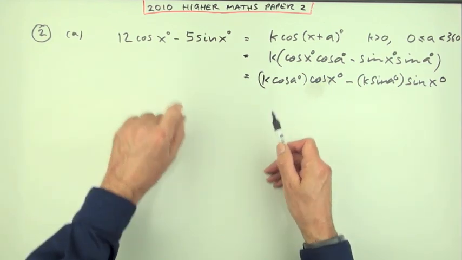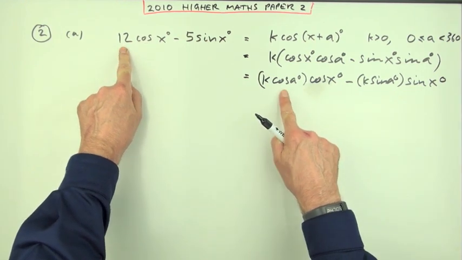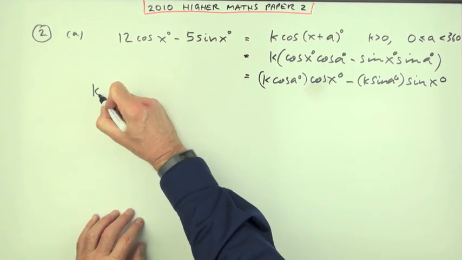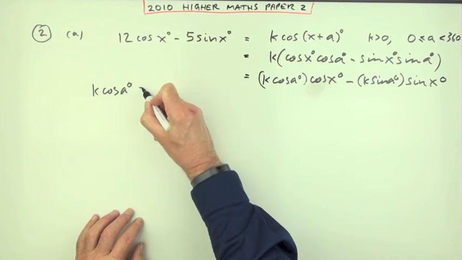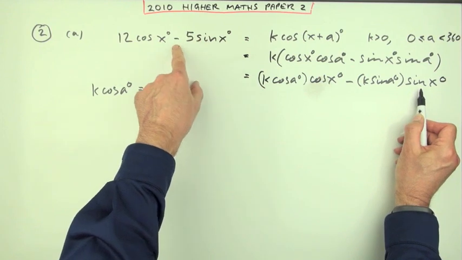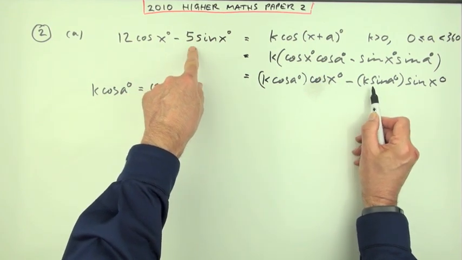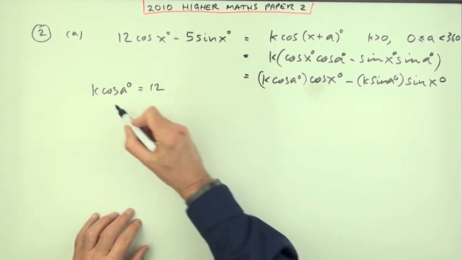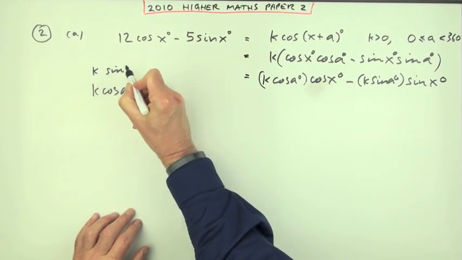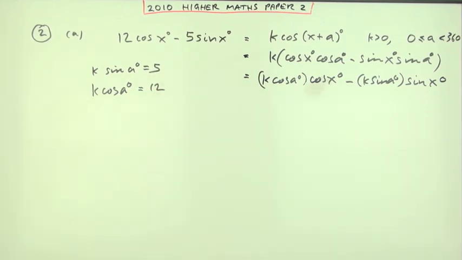Next part is compare the coefficients. For cos x, that says 12, so this should come to 12, so I can state k cos a equals 12. For the sines, negative 5 is the same as negative that, so the negatives are both the same, so k sin a is 5. I think I'll put that on top. k sin a is 5. Now that's the second mark for having both of those correct.